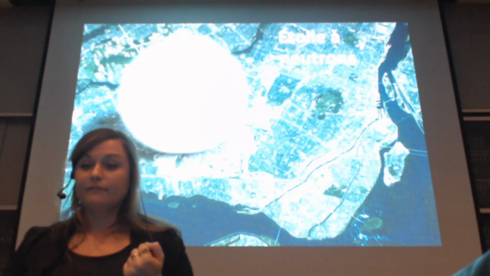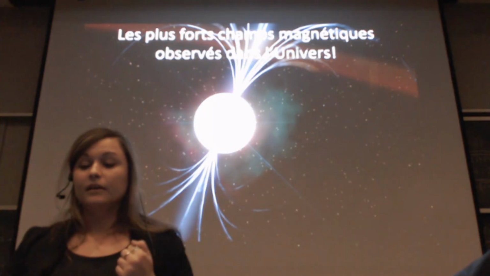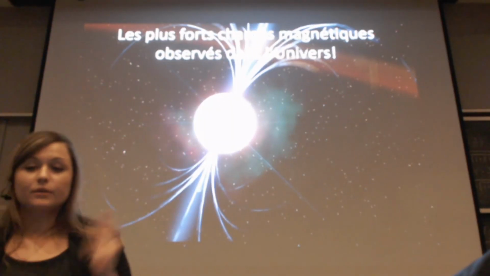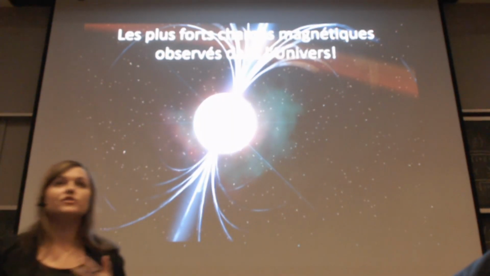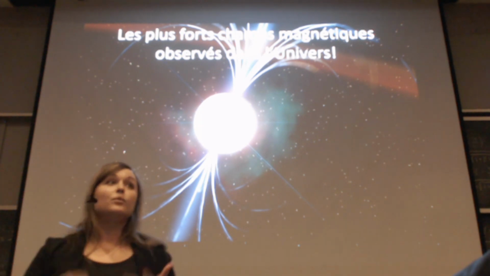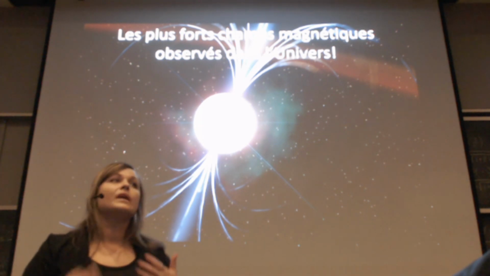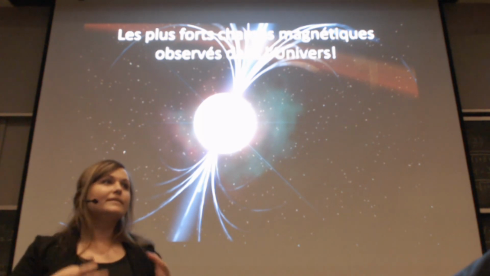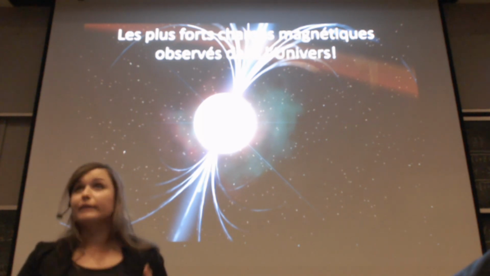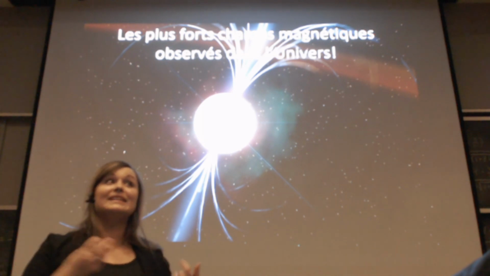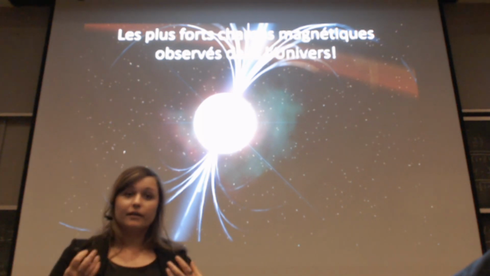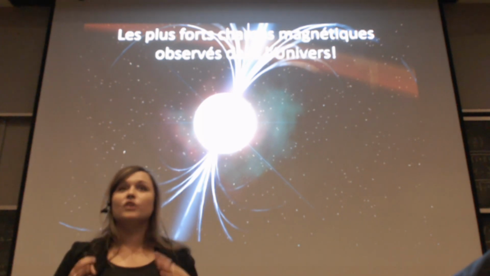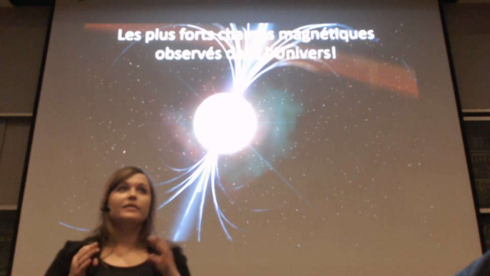And finally, one of the other things why they are so weird is that they have the strongest magnetic field that we have observed in the universe. These magnetic fields are billions of times stronger than the strongest magnetic field that we've created in a lab here on Earth. So that's a lot. Magnetars, they are the beast.